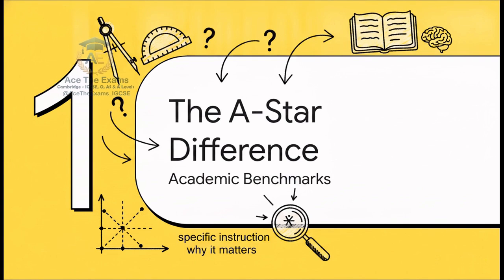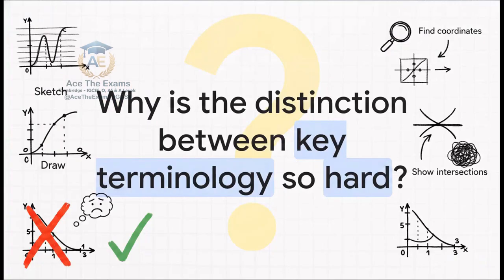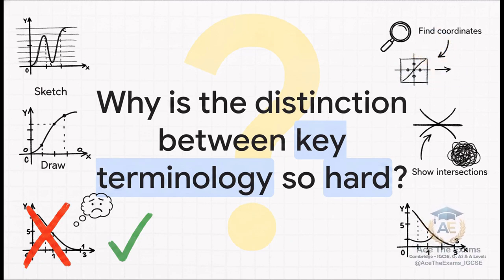Section 1. The A-star difference. Now you might be wondering, why do students actually struggle with this? Well, senior examiners have identified a foundational issue. A lack of precise definitions is causing students to bleed easy points. Think about the difference between a beautifully drawn parabola with just a vague x next to it versus one that has clear, precise coordinates written out. If a command word asks you to find the coordinates or show the intersections, merely sketching the general shape just isn't going to cut it. The actual numbers must physically be on those axes.